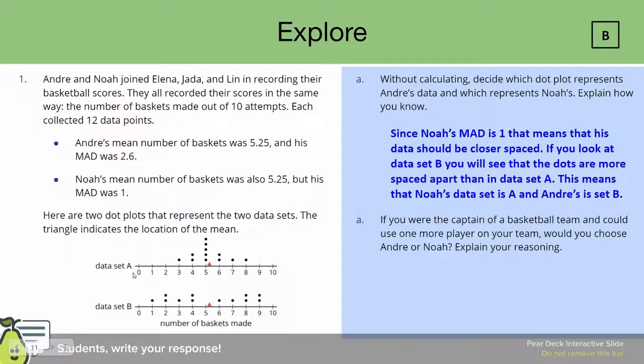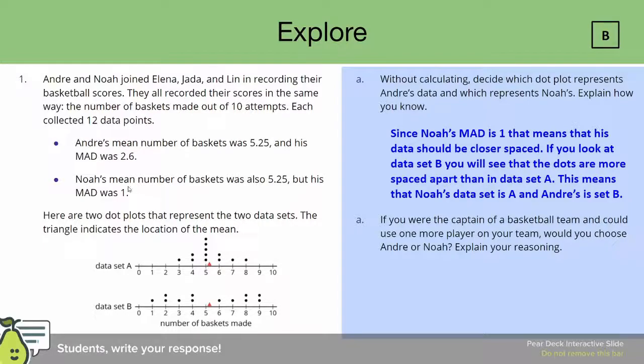At data set A, we can see that the mean is where this triangle is located. And you can see that the majority of the points are very, very close to that triangle. However, we can see in data set B that where the triangle is, there is a significant amount of space on the left side of the triangle to where the rest of the data points are. You can see also that the data points range all the way to 9, and to the left they range all the way to 1. Whereas in data set A, the furthest reach we have on the left is to 3, and the furthest reach to the right we have is 8.